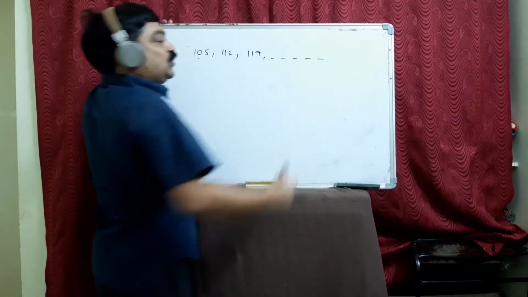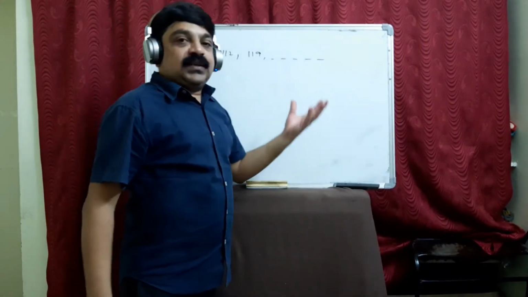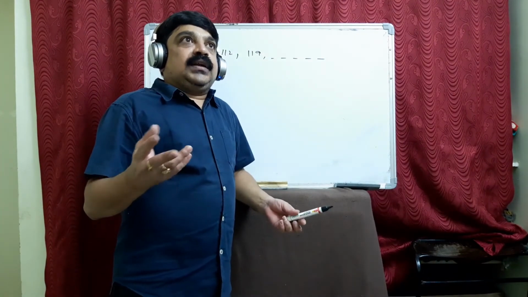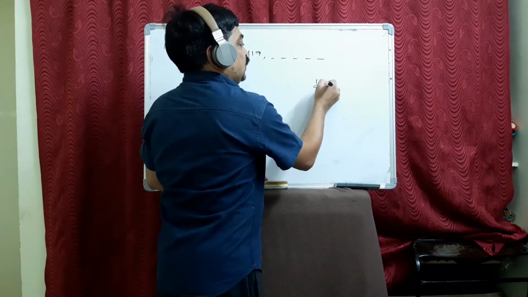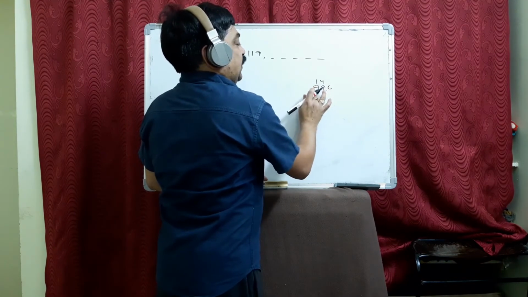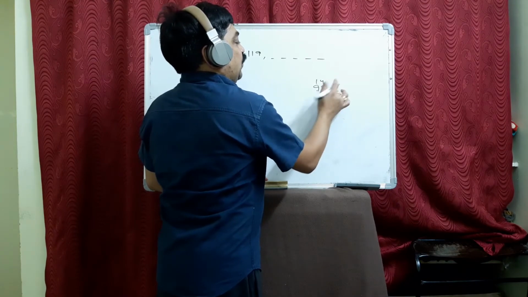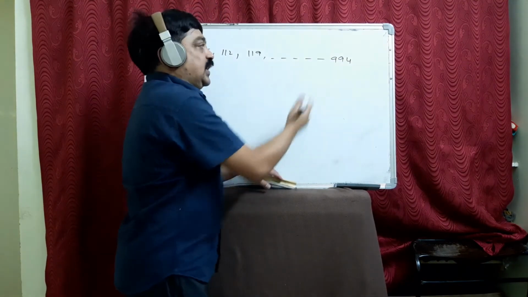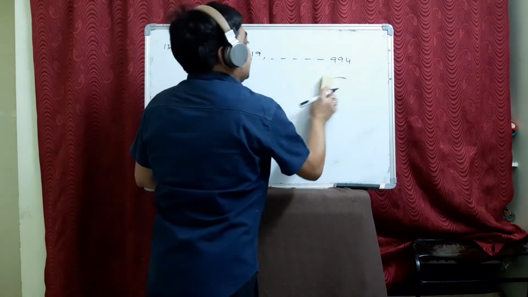Before 1000, what is the last 3-digit number that is divisible by 7? Let us see. 1000, no. So 1000 is a 4-digit number. 999 will not be. 998, 7 ones are 7, 7 4s are 28, no. 7 2s are 14. Now 996, no. 994. See, 994 is the last one. Let us check: 7 ones are 7, 7 2s are 14. So 994 is the last 3-digit number.